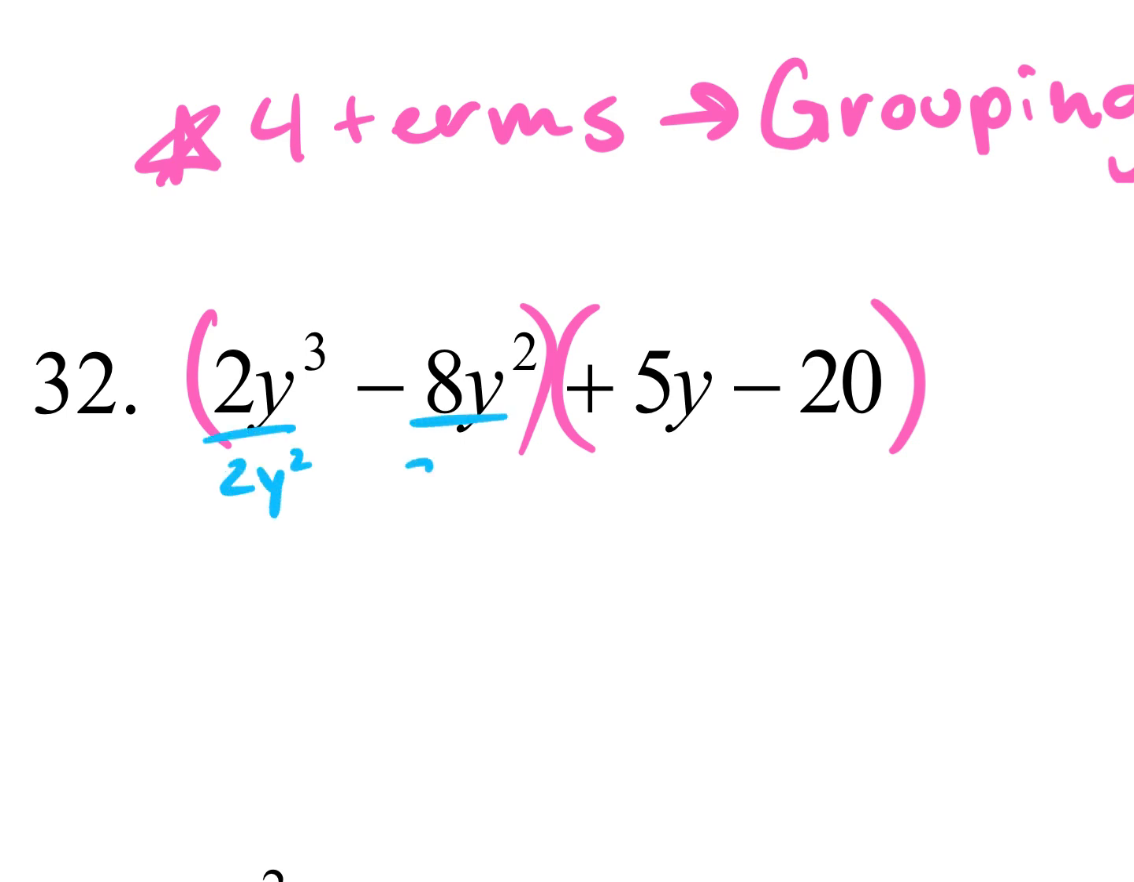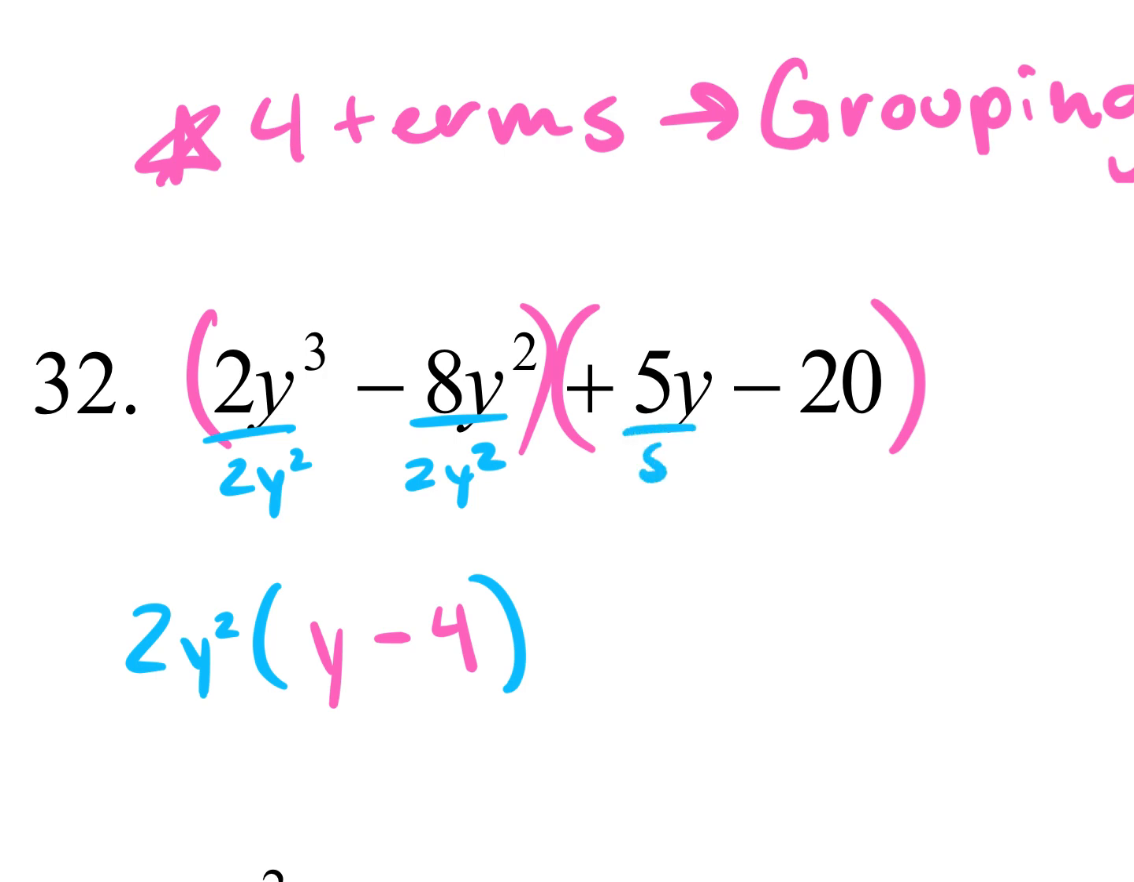2y squared. Perfect. So I take out the 2y squared. When I divide both of these by 2y squared, what am I left with? Y minus 4. Perfect. Now we do the same thing in my second group. What's the GCF in the second group? 5. So I'm going to take out a 5. And then I'm left with y minus 4.